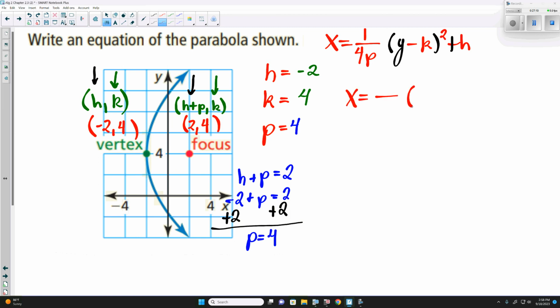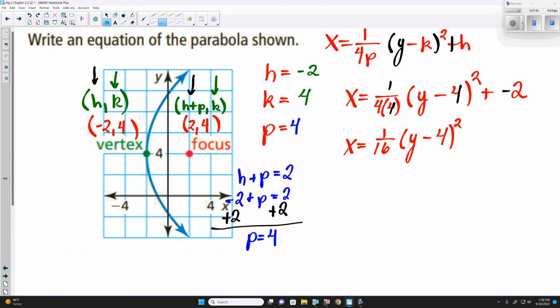Now we need to plug it back in. So we have 1 over 4p. Well, the value of p is 4, so we have 1 over 4 times 4. The value of k is 4, and the value of h is negative 2. So 1 over 4 times 4 is indeed 1/16. And our plus negative 2 is the same as minus 2? And that's it.